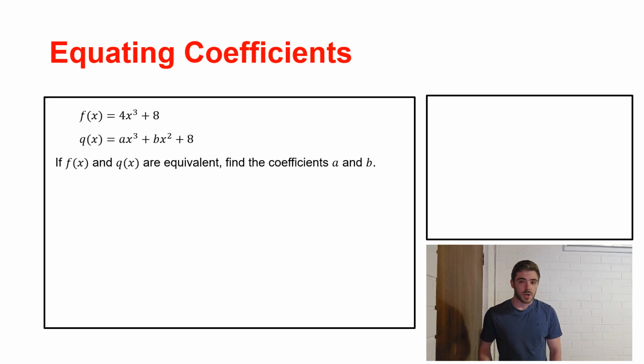So we're just going to go term by term and equate the coefficients. Starting with the x cubes, we have 4x cubed and ax cubed. By observation, we can say that a must equal 4. We can say a similar thing for x squared. There are no x squared terms in f of x, so b must therefore be 0.